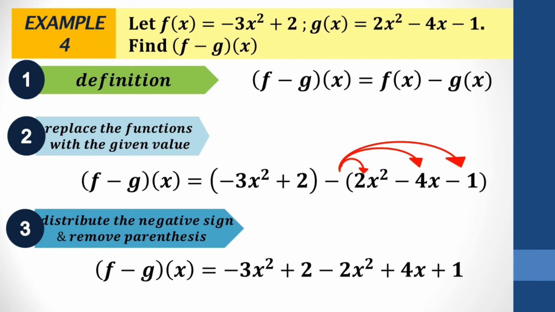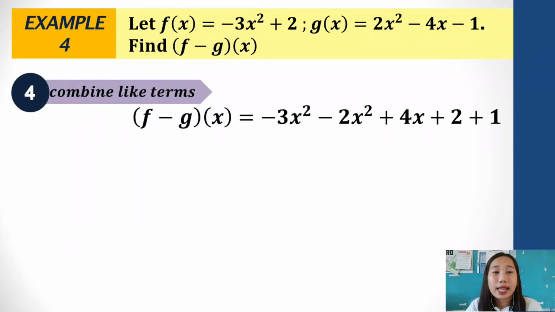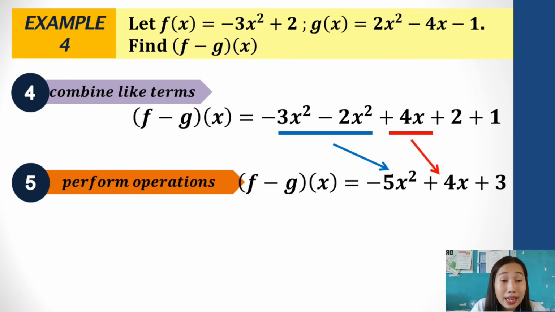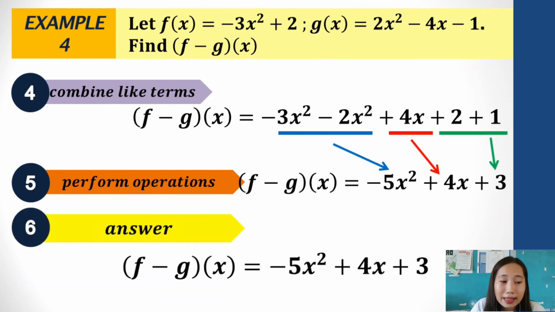Ayan. So, let us proceed to our fourth step. Let us combine like terms. Negative 3x squared minus 2x squared plus 4x plus 2 plus 1. So, ayan na. And then, performing operations, negative 3x squared minus 2x squared, naging negative 5x squared plus 4x, and then 2 plus 1, naging positive 3. So, ang final answer natin ngayon, f minus g of x equals negative 5x squared plus 4x plus 3.